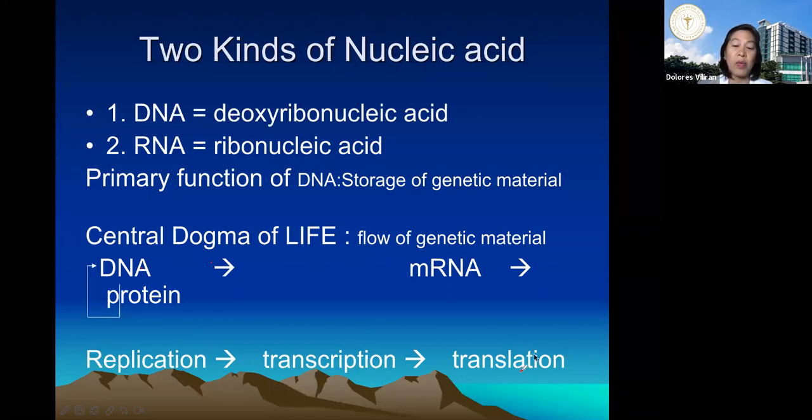The last process under the central dogma of life is translation. It is the synthesis of protein from the mRNA template. The word translation means you convert one language to another language. Basically, because RNA is composed of nucleotides while protein is composed of amino acids. So you have two different languages here, okay?